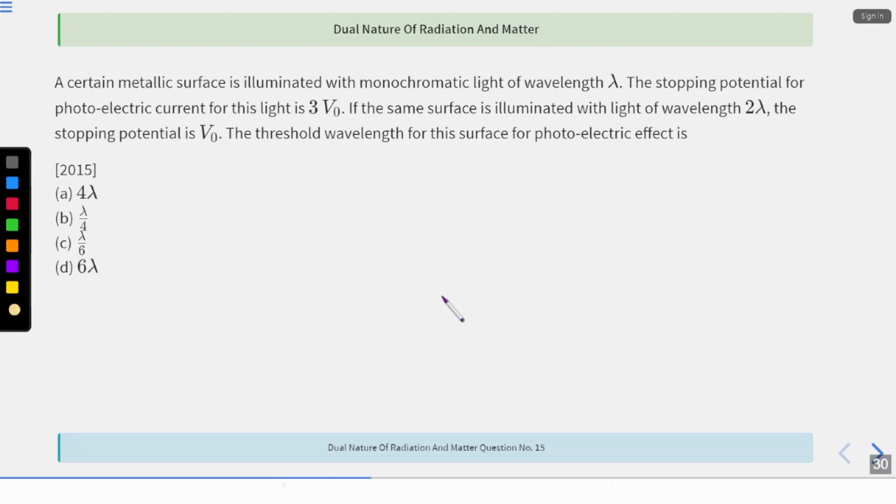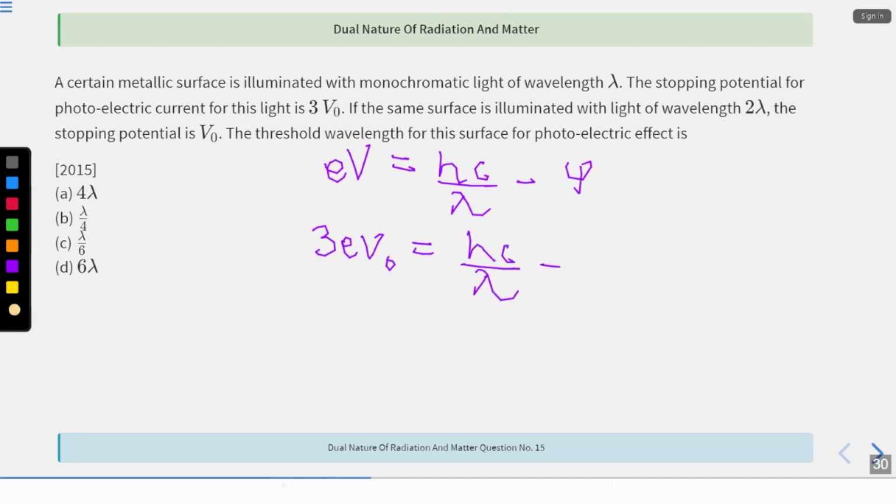So again, I'll write this as eV is equal to hc by lambda minus phi. And similarly, I'll write this again as it becomes 3 eV naught, right? Is equal to hc by lambda minus again phi. And I can tell that this is the equation, right? This is one of the equations. This is the first one.